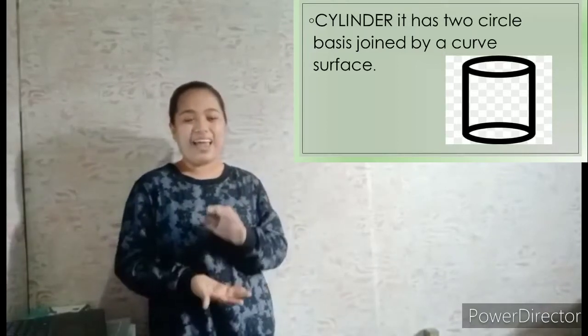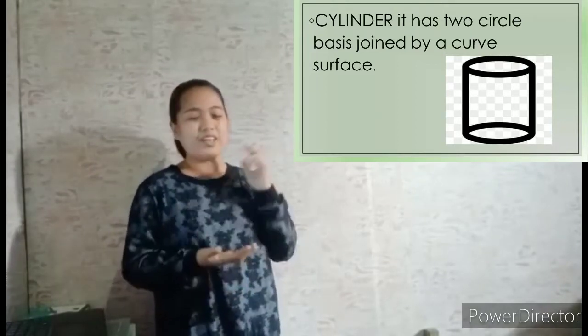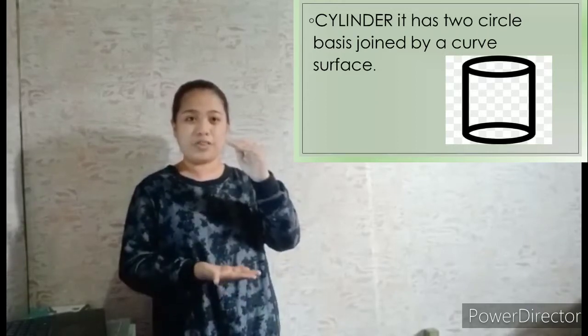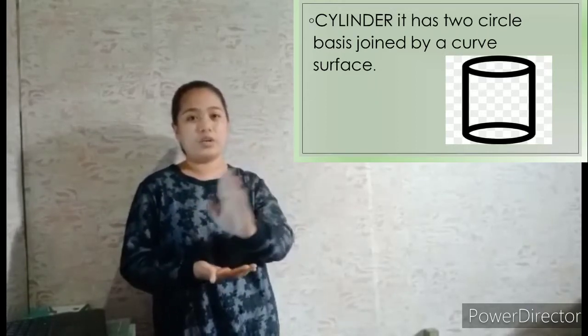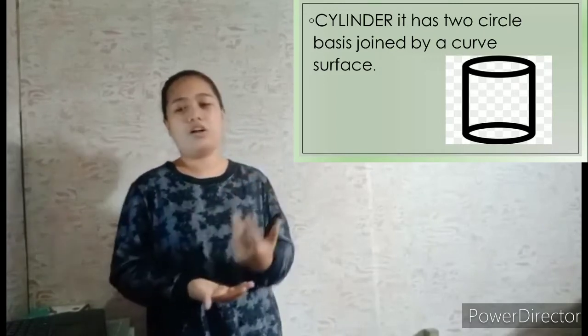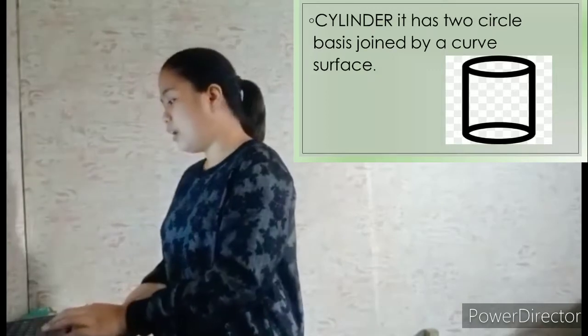So again, a cylinder has 2 circular shapes at the top and at the bottom, then it is connected with a curved surface. That's what we call a cylinder. So those are the solid figures that we will go ahead and discuss.